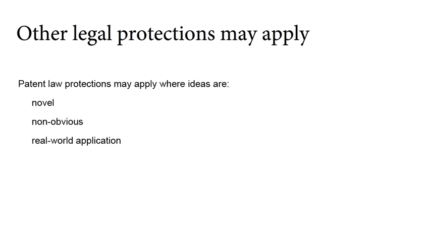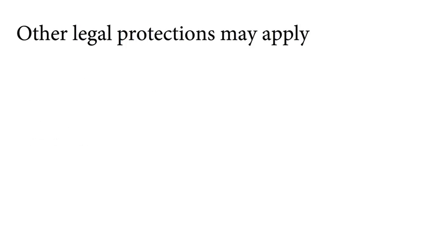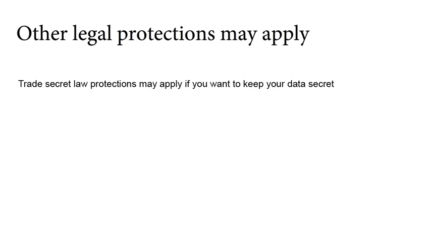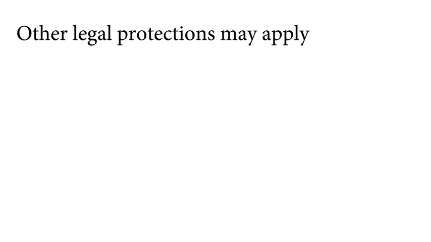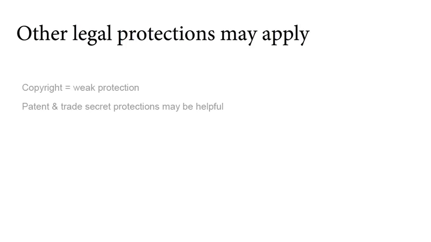Even though copyright doesn't necessarily provide strong protection for research data, patent law may provide protection where ideas are novel, non-obvious, and have some sort of real-world application. Another possible avenue to legal protection is secrecy. If you keep your data secret, you may have protection under trade secret law. So there are some legal avenues for the protection of data. Copyright provides weak protection. Patent and trade secret may have other elements.